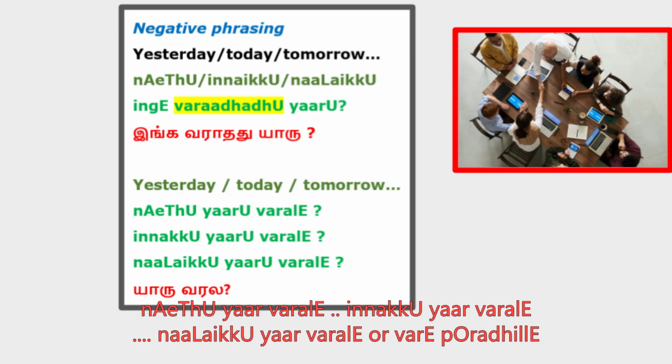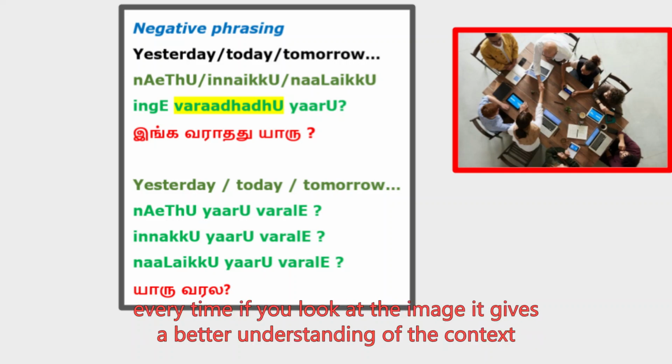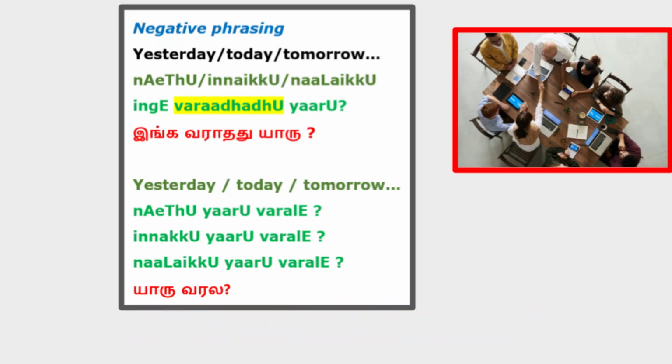Nethu yaar varala. Inneki yaar varala. நாளைக்கு யார் வரல or வரப்போறதில்லை. So நேற்று யார் வரல, இன்னைக்கு யார் வரல, நாளைக்கு யார் வரல or நாளைக்கு யார் வரப்போறதில்லை. So every time you look at the image, it gives a better understanding of the context. I mean the image at the right.